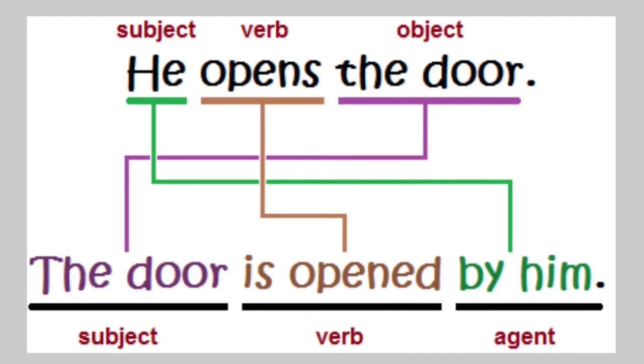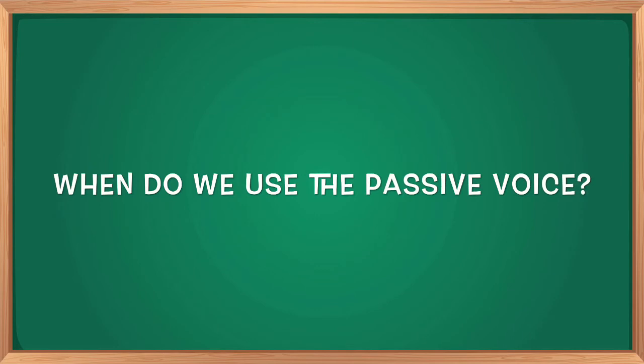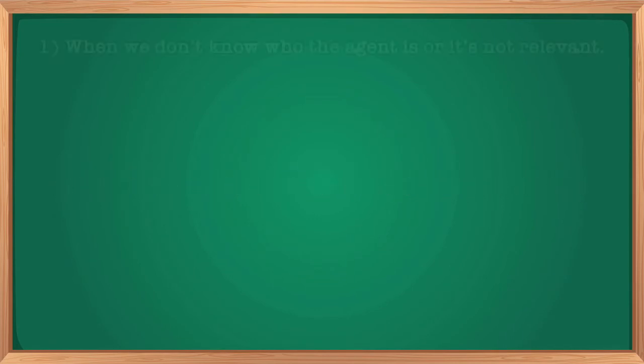In the sentence, he opens the door, we have the subject he, who is the agent that performs the action of opening. We have the verb open in its present simple form, and the object the door that receives the action of the verb. In its passive equivalent, the door becomes the new subject and it comes first in the passive sentence. Therefore, when should we use the passive voice in preference to the active?